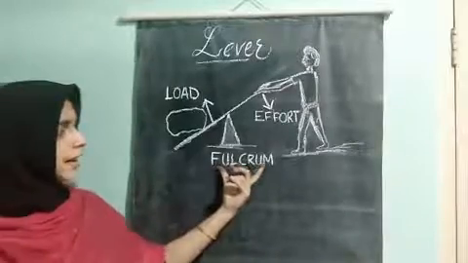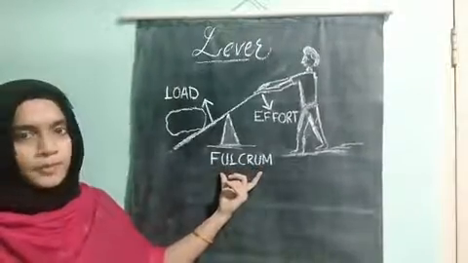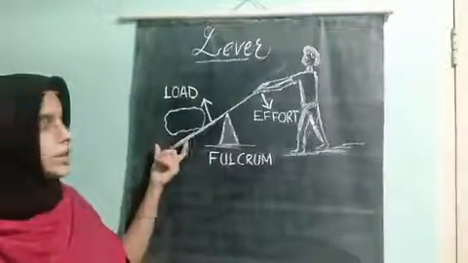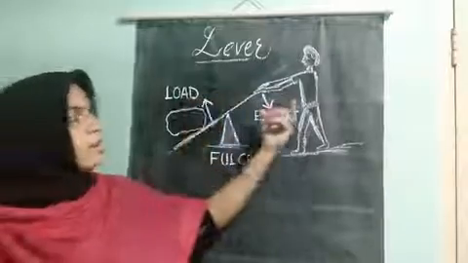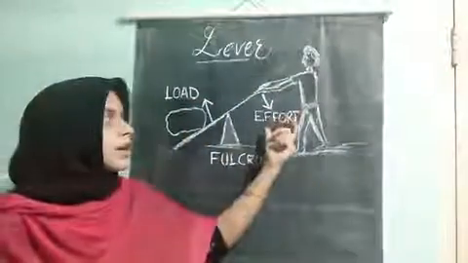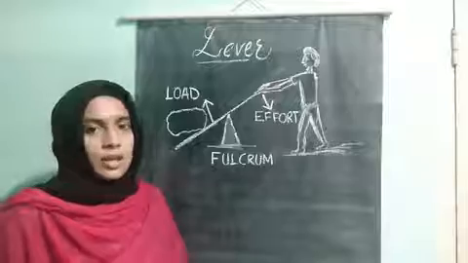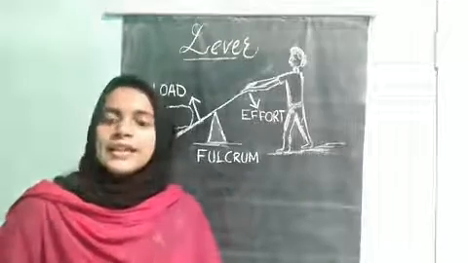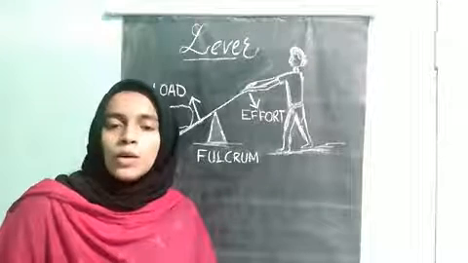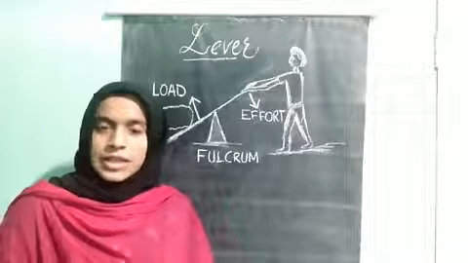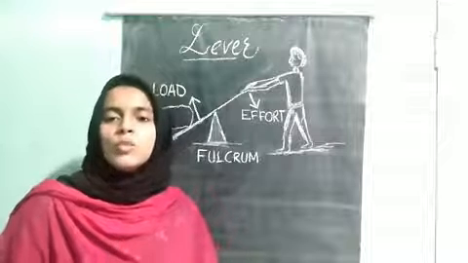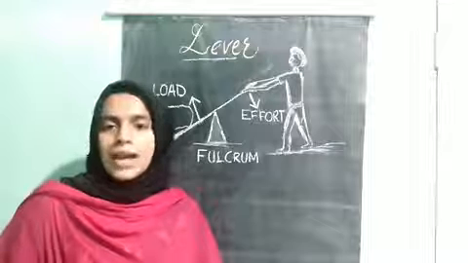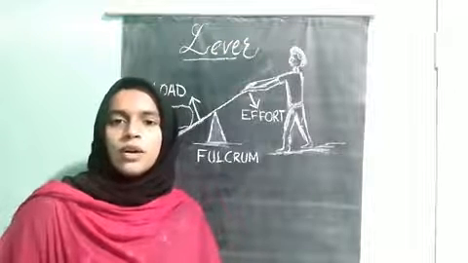That we can call fulcrum. The heavy stone we can call load, and the force applied by this boy we can call effort. A lever is a straight, rigid rod that can move freely about a fixed point. It is used to move or lift the object by changing the magnitude or the direction of the force applied.